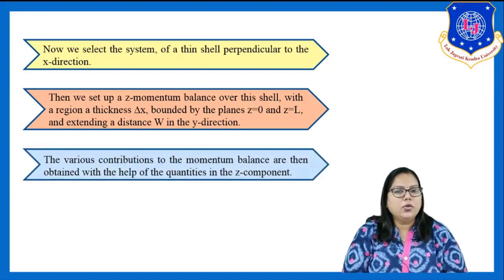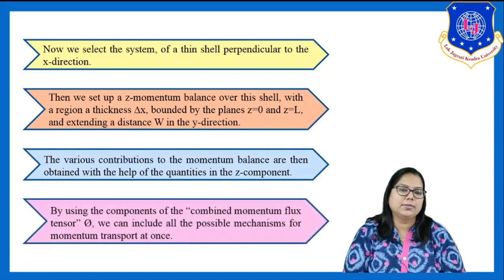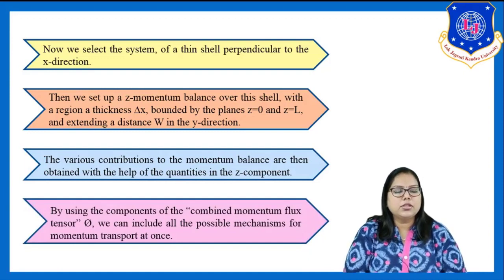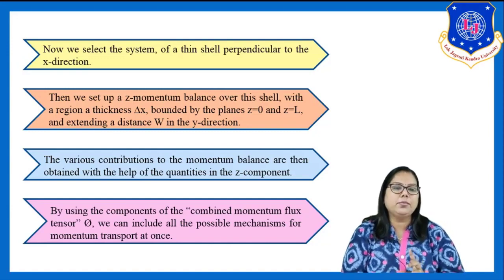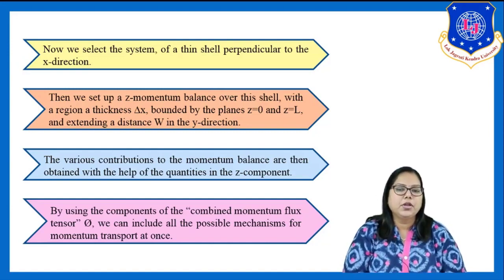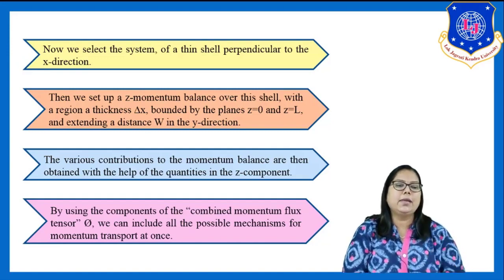Now, the various contributions to the momentum balance are obtained with the help of quantities in the z component, by using the components of the combined momentum flux tensor phi. What is combined momentum? Combined momentum is the total momentum, which is the summation of convective plus molecular momentum. So, by using the components of the combined momentum flux tensor phi, we can include all the possible mechanisms for momentum transport at once. Now we have to write the cell balance equation.